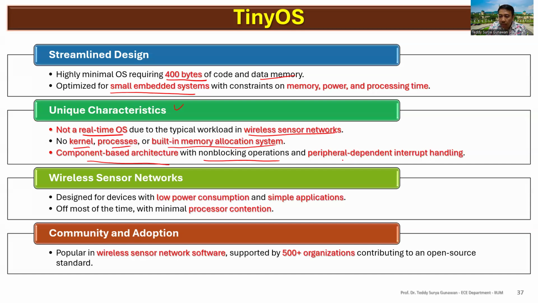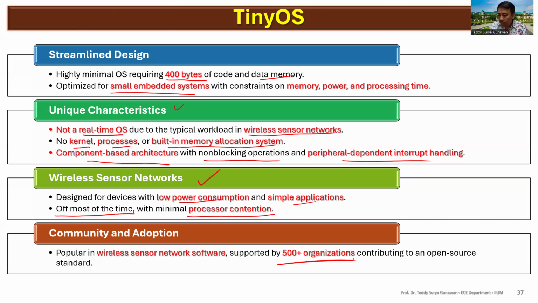Okay, peripheral dependent interrupt handling. So it's designed for low power consumption and simple applications. Normally it's implemented on wireless sensor networks and is off most of the time, with minimal processor usage. Okay, so by default, the wireless sensor network will be off most of the time, or periodically it will wake up and send the data or calculate the data, for example. Okay, so let's move on.